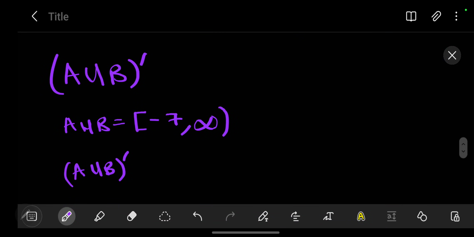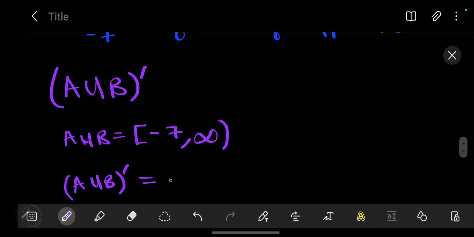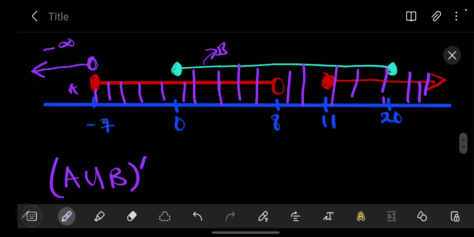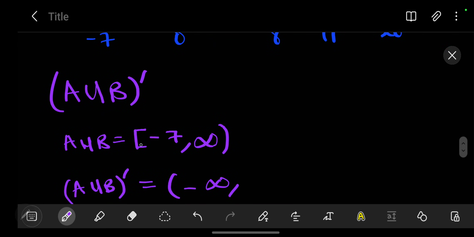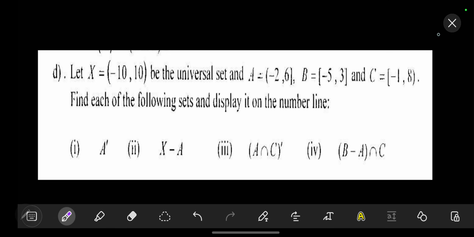Therefore A union of B complement should be equal to negative infinity, which you cannot reach, to -7. Now -7 is listed in A union of B, meaning it is included in there, so it should not be included since we are saying complement. So we are going to say -7 like that. This is our answer for that problem.